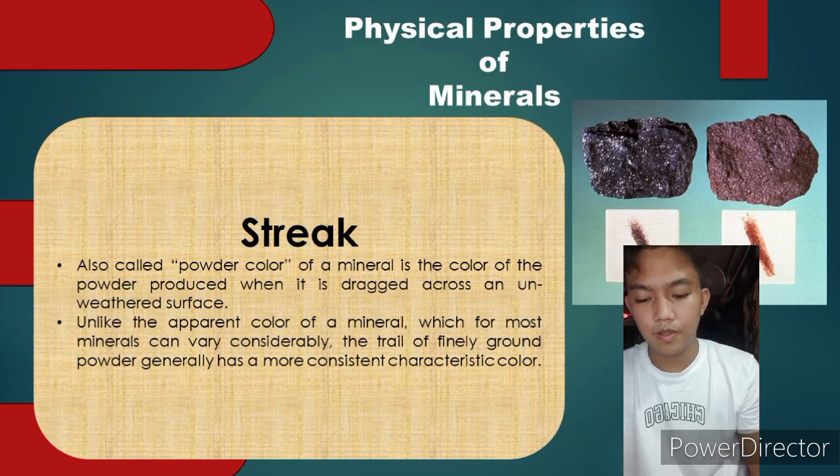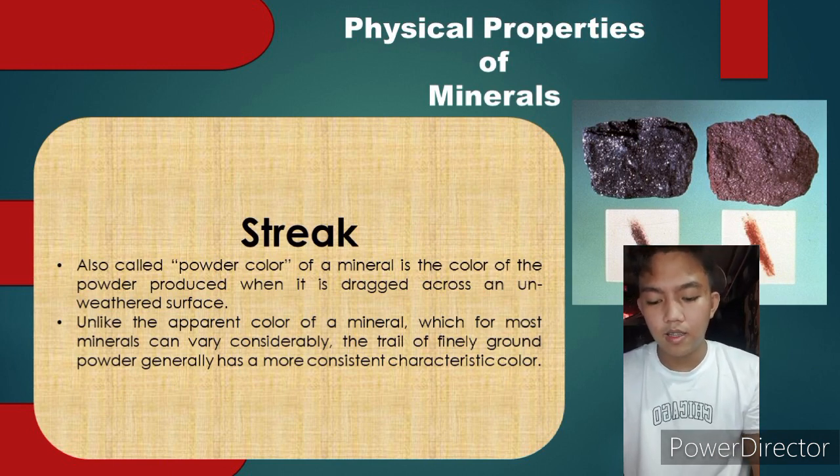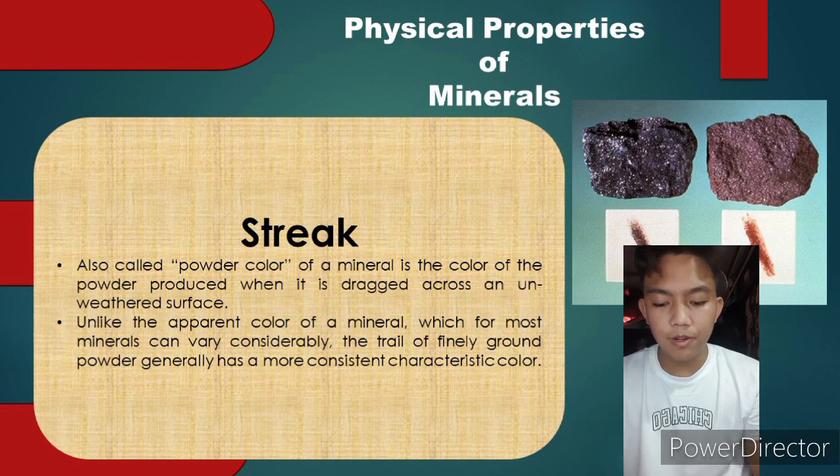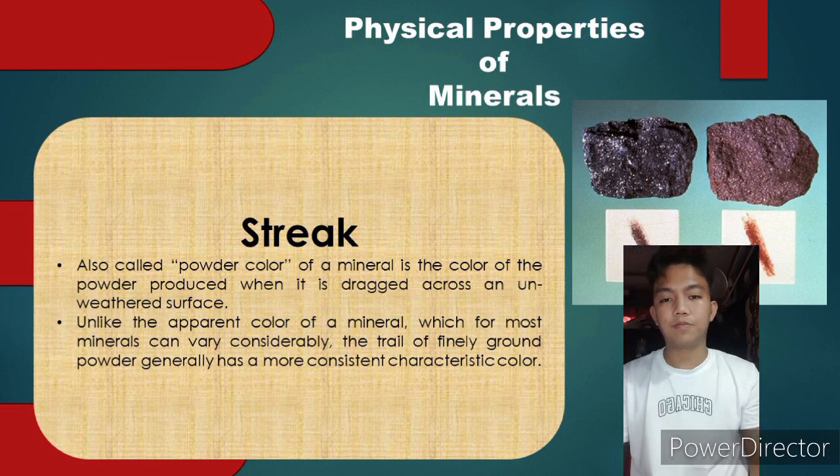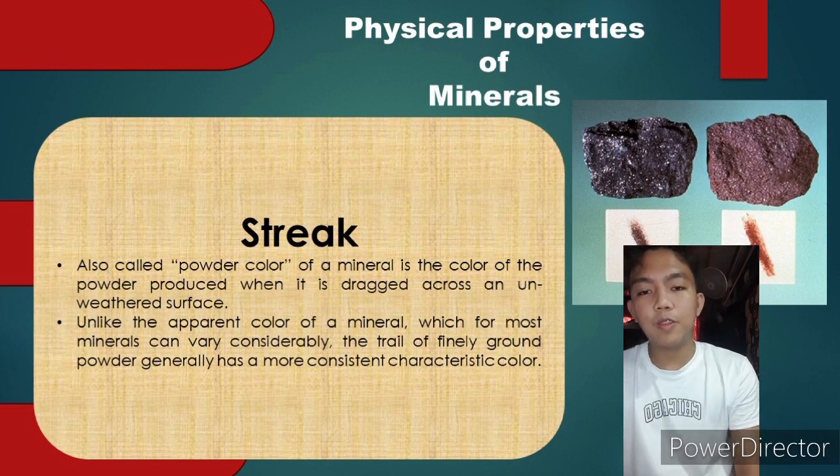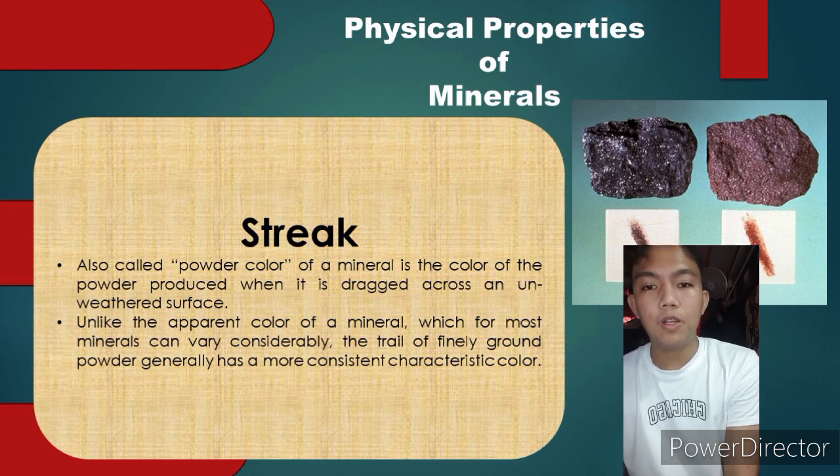Number 2 is streak. The streak, also called the powder color of a mineral, is the color of the powder produced when it is dragged across an unweathered surface. Unlike the apparent color of a mineral, which can vary considerably, the trail of finely ground powder generally has a more consistent characteristic color. Meaning, ginagamit din po yung streak para madiskubre yung totoong kulay ng mineral.